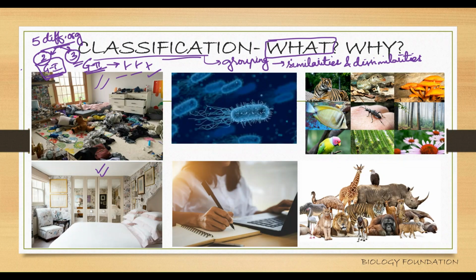So classification makes our study easy and also systematic. Okay, where studying about living organisms is quite easy when classification is done. That means when proper grouping of organisms is done, then there is systematic study, and the process of studying about living organisms becomes quite easy. So it's very important for classification to be done.